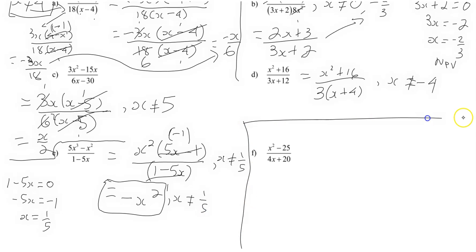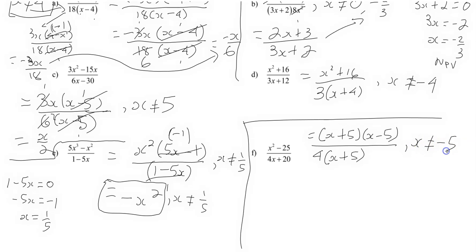All right, last one, we're done here. Equals, all right, that factor is right. That is a difference of squares. X plus 5, x minus 5. This is two terms. Two terms is a common factor. From the factored form of the denominator, we state the restriction. X cannot be negative 5.